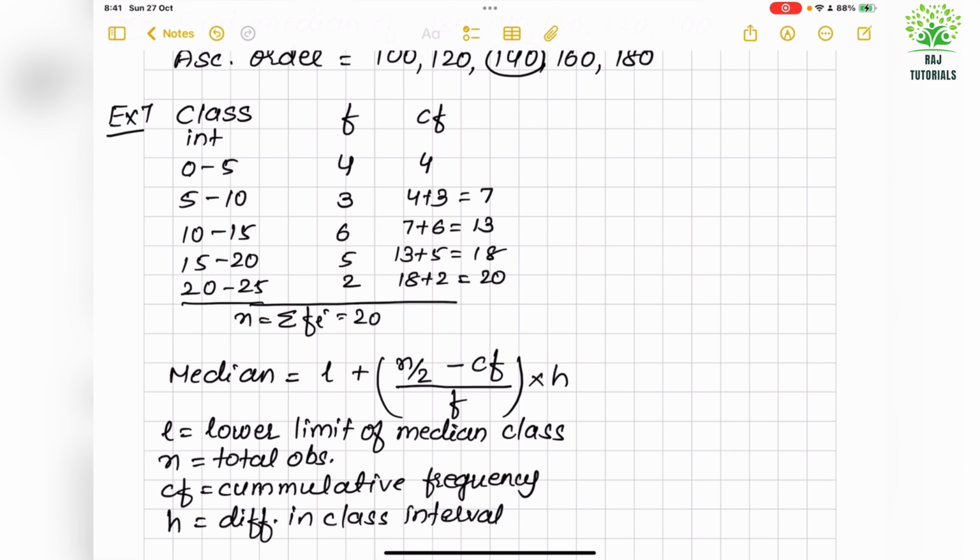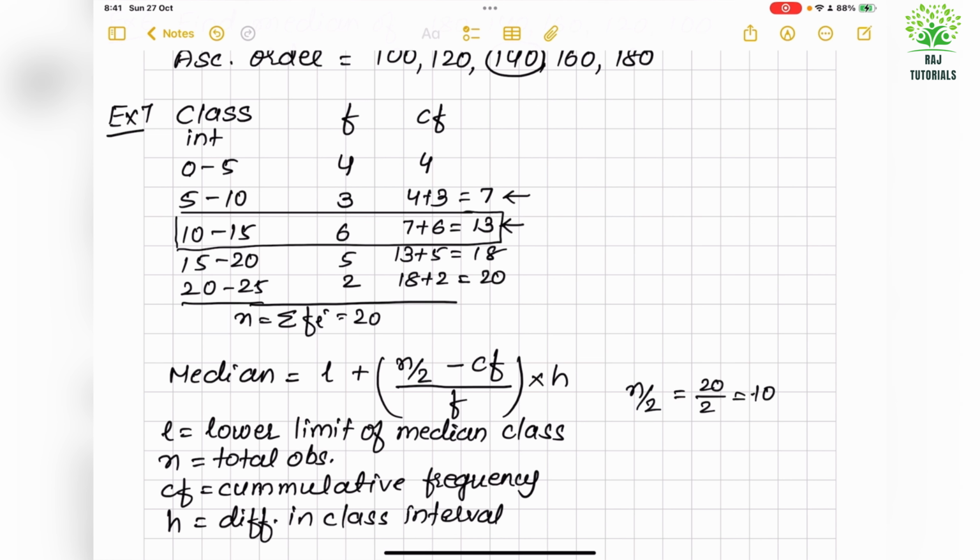So that means my calculation is right. Now you have to check CF. I need to find CF, you have to take what is the n by 2 value. So n by 2 is 20 by 2. I will get 10. So now see, near to 10 there are two values, but always the bigger one will be the median class. So this is my median class. So now I will get all the values from here.